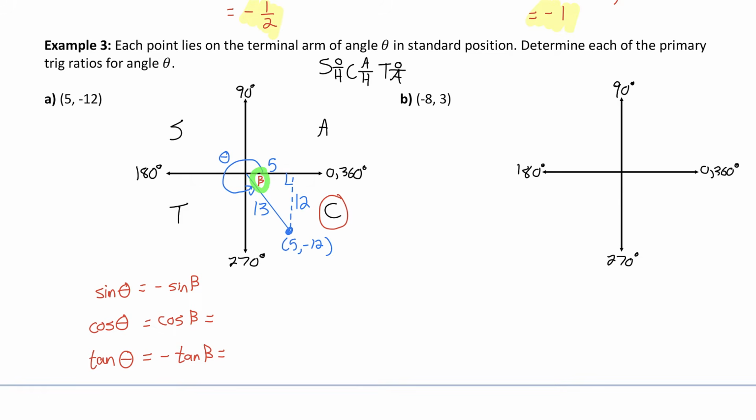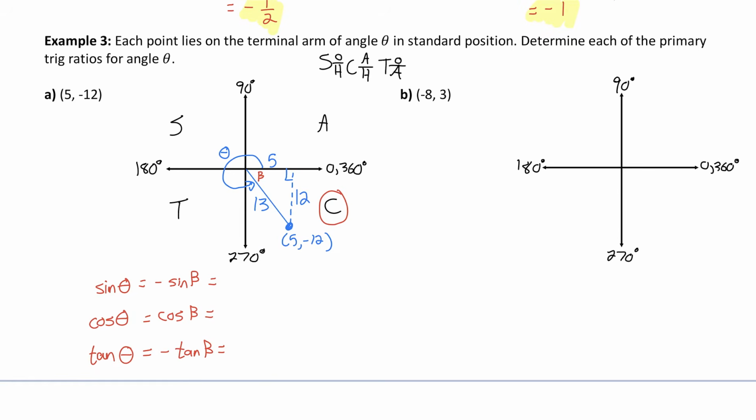Sine of beta would be opposite over hypotenuse, which is 12 over 13. So sine of theta is equal to the negative of that, so it's negative 12 over 13. Cosine of beta, cosine's adjacent over hypotenuse, so it's 5 over 13. Cos of theta is equal to cos of beta, so that equals 5 over 13. And tan of beta would be equal to opposite over adjacent, so 12 over 5. Tan of theta equals the negative of tan of beta, so it's equal to negative 12 over 5. So there are my three ratios.